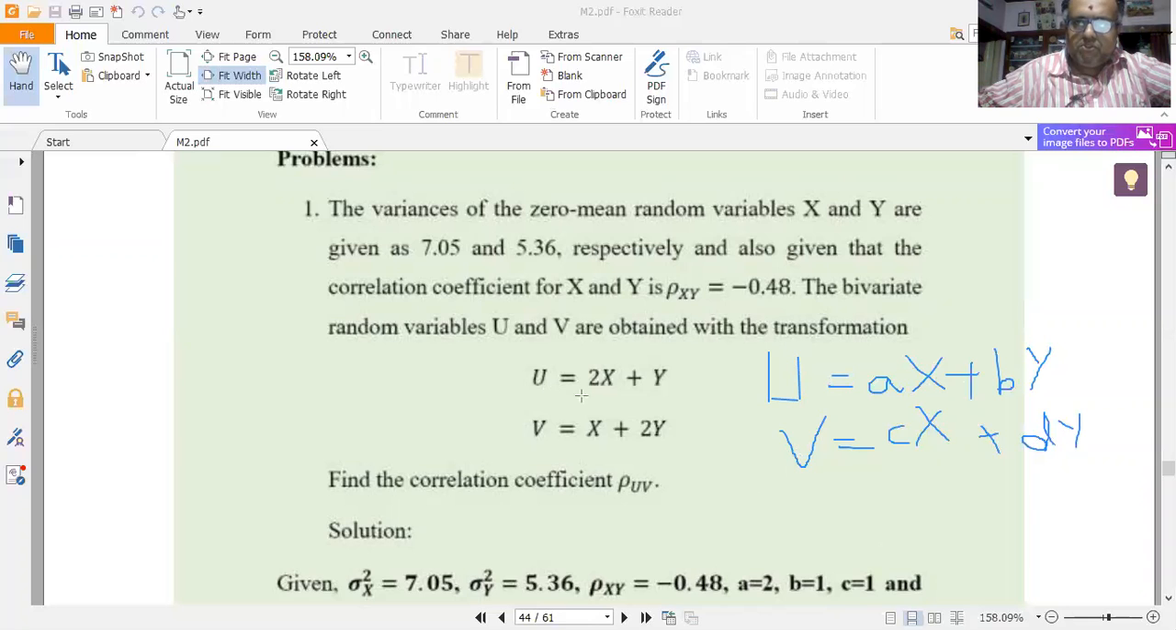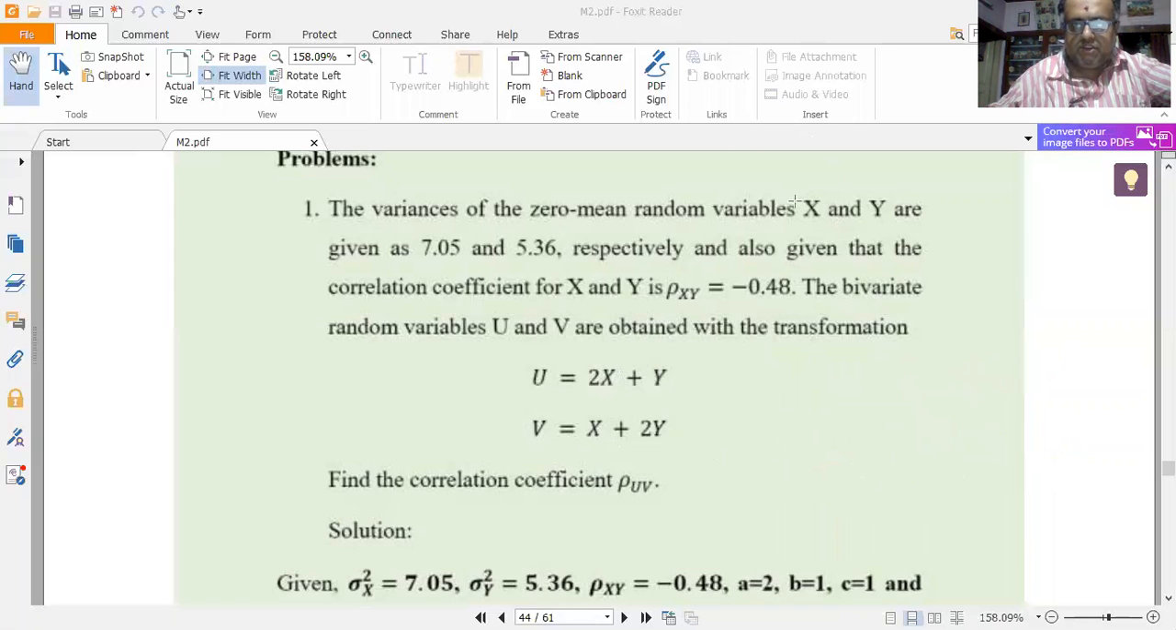Now compare the given equation U is equal to 2x plus y with U is equal to ax plus by, and compare V is equal to x plus 2y with V is equal to cx plus dy. By doing so, I can get the coefficients A, B, C and D. So by comparing, I see that A is equal to 2, B is equal to 1, C is equal to 1 and D is equal to 2. So that's about this criteria.